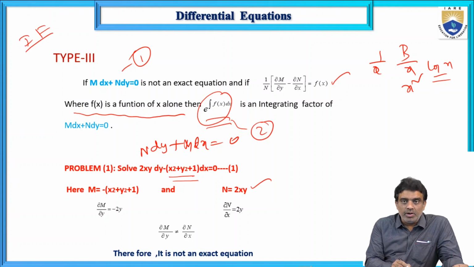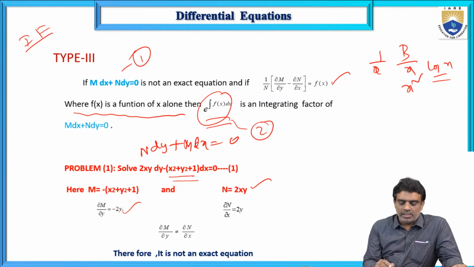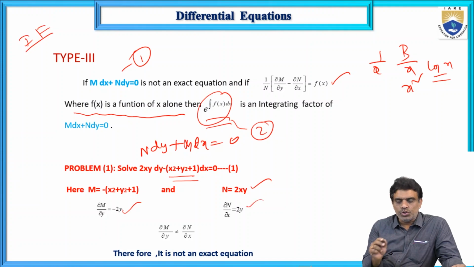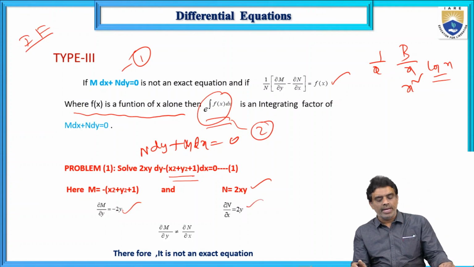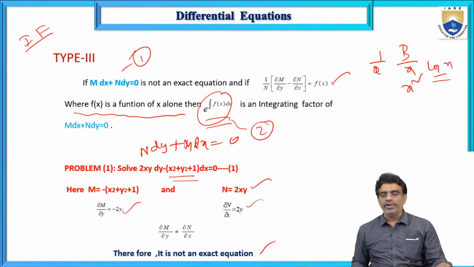Then what is ∂M/∂y? The partial derivative of M with respect to y: x is treated as constant, the first and last terms are 0, only the y² term contributes, giving -2y. And ∂N/∂x, the partial derivative of N with respect to x, is 2y only. Clearly these two are not equal, because one is -2y and the other is +2y. So ∂M/∂y is not equal to ∂N/∂x. Therefore, it is not an exact equation, so the condition for an exact form fails.